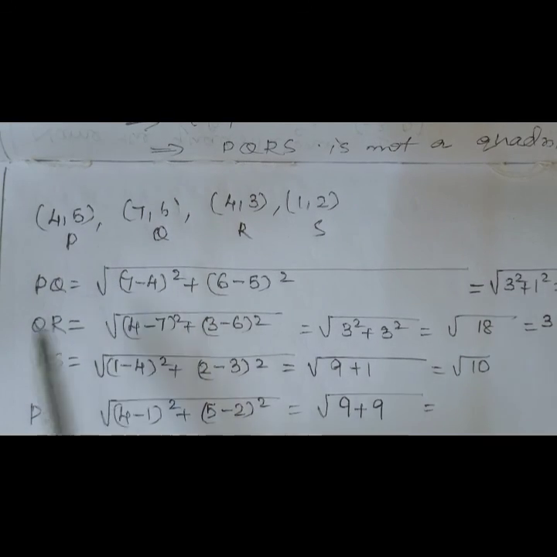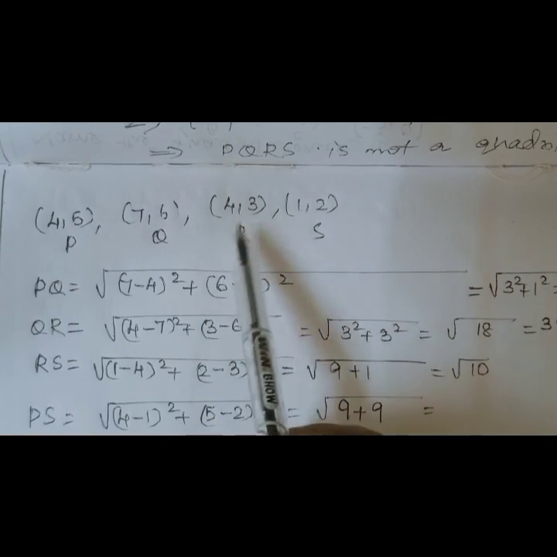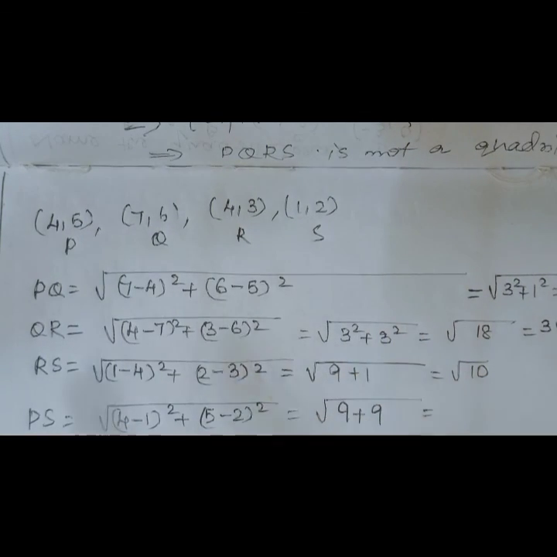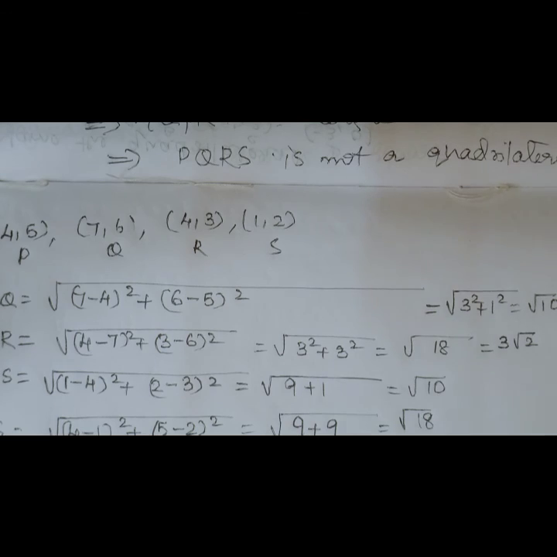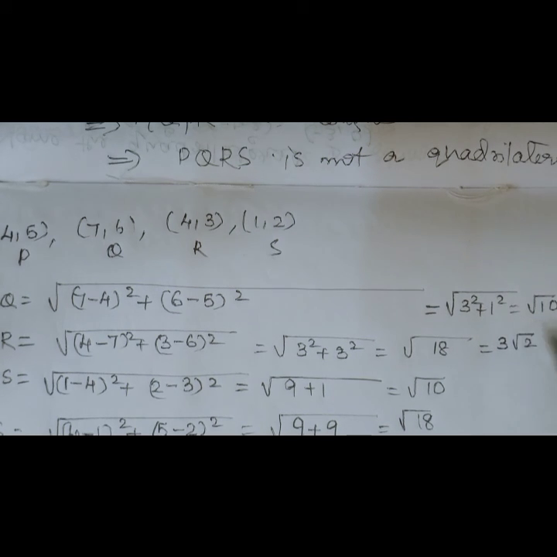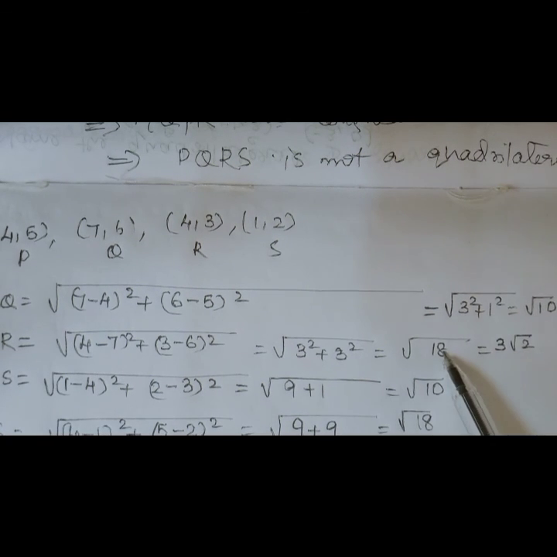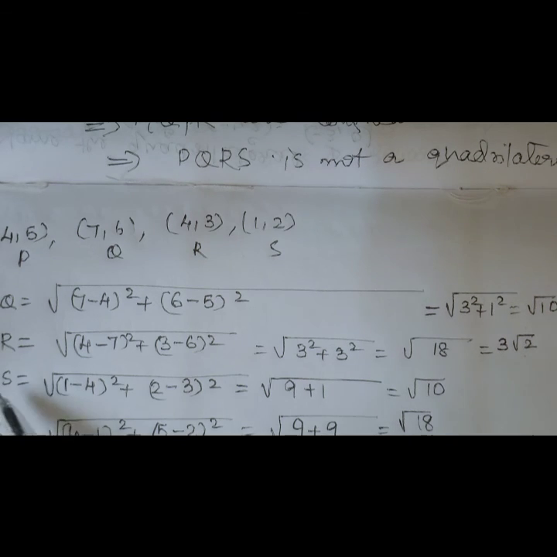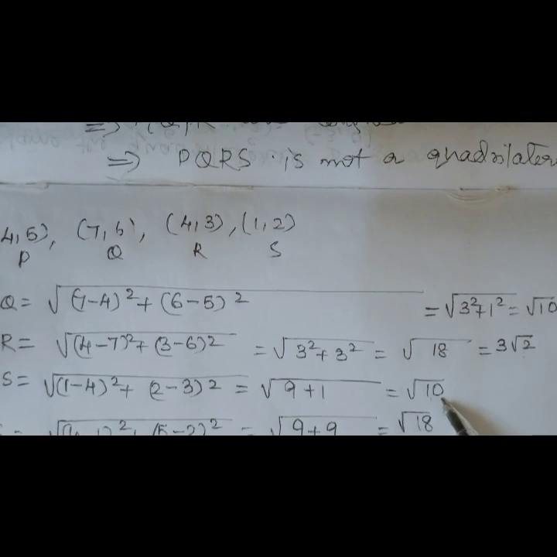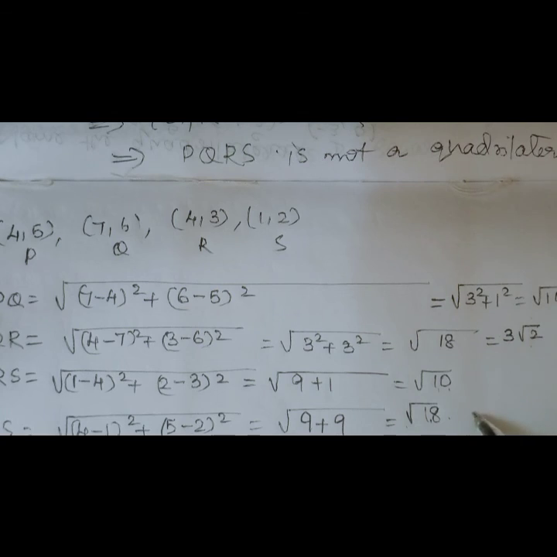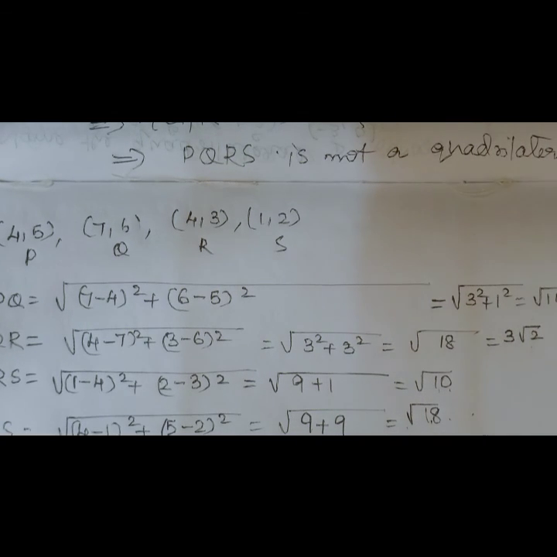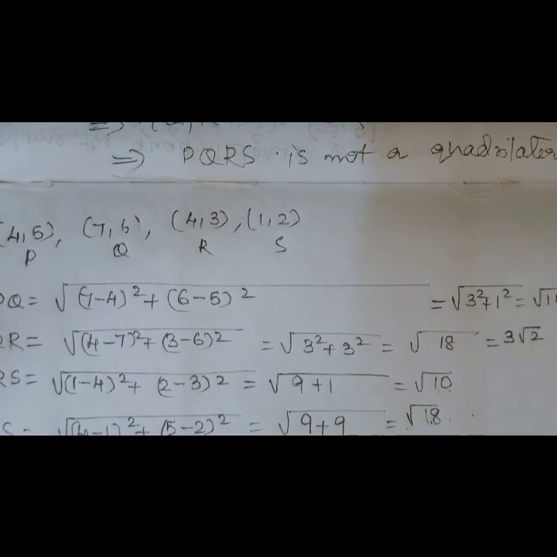The next one: the points (4, 5), (7, 6), (4, 3), (1, 2). Do they form a quadrilateral, and which type? After finding the lengths, PQ is root 10, QR is root 18, that is 3 root 2, RS is again root 10, and PS is root 18. From this we can see that opposite sides are equal, and we want to prove whether this forms a parallelogram or not.